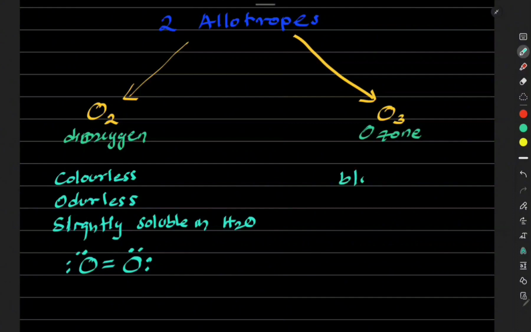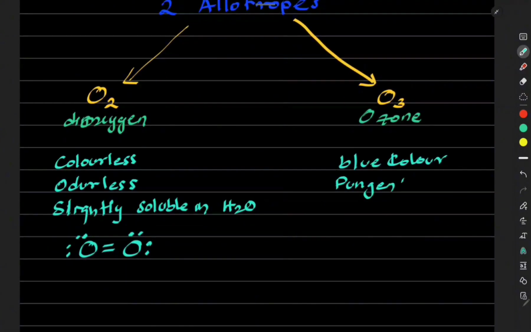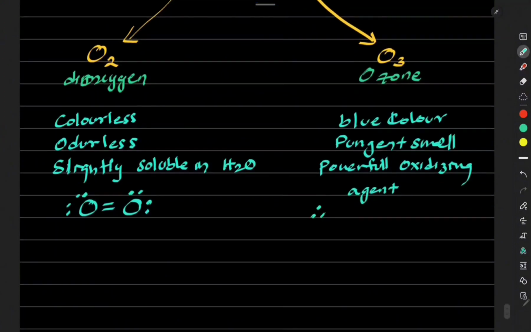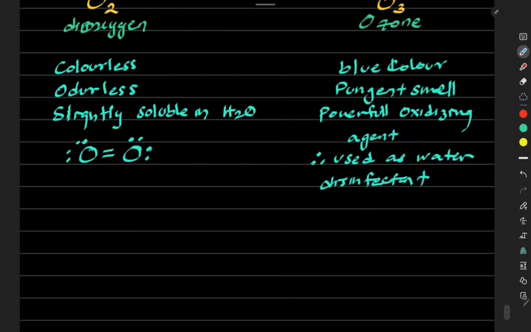Ozone is a blue colored gas, and it has a pungent smell. It is a powerful oxidizing agent. Therefore, it is used as a water disinfectant. Using ozone as a disinfectant is an advantage because it does not produce any harmful byproducts. Usually we use chlorine, but chlorine produces harmful byproducts.